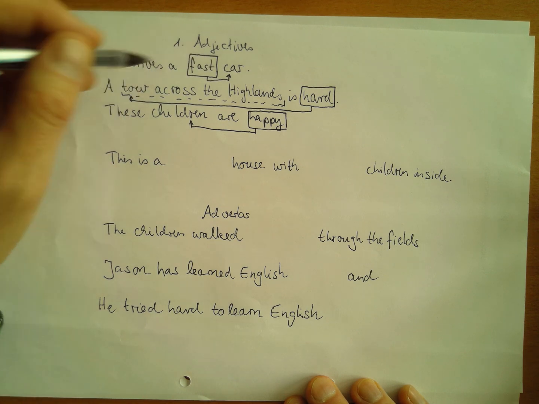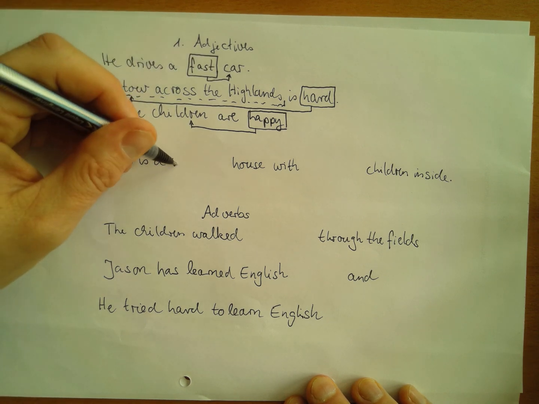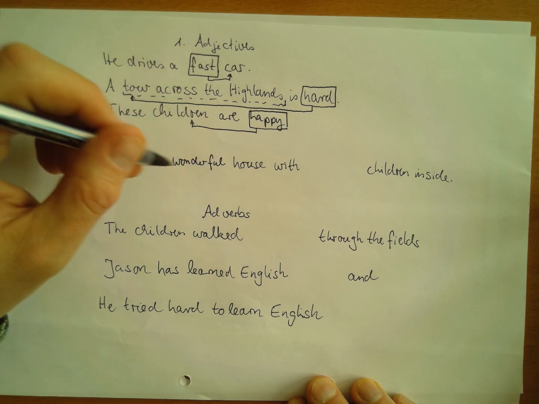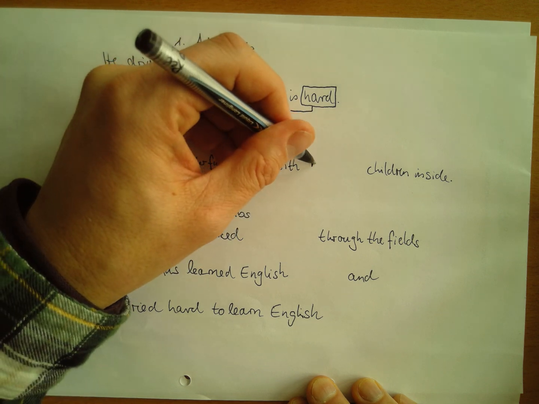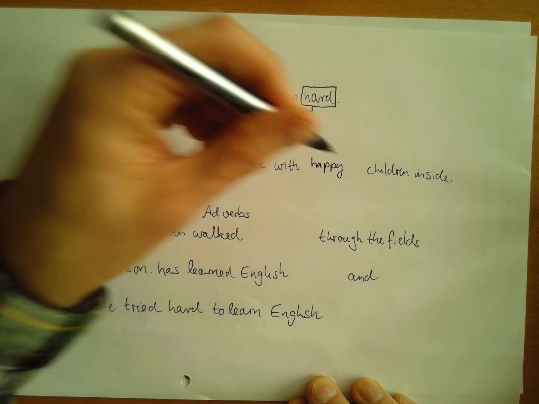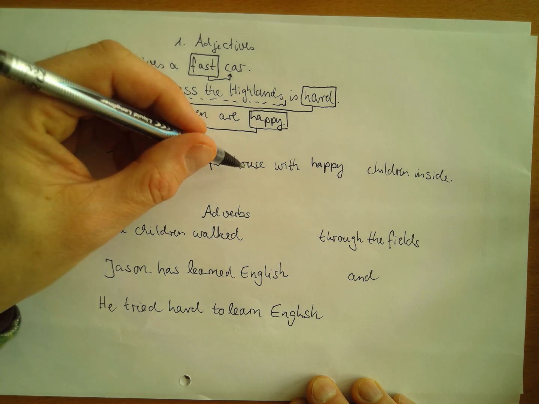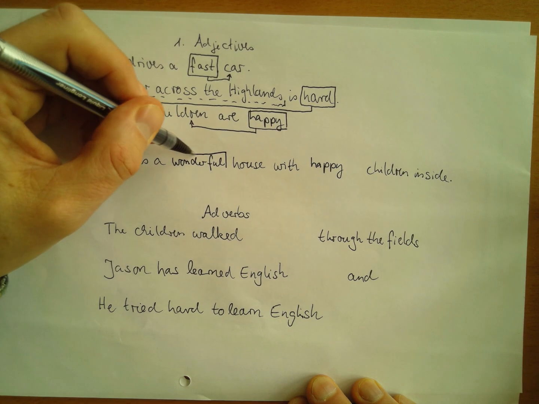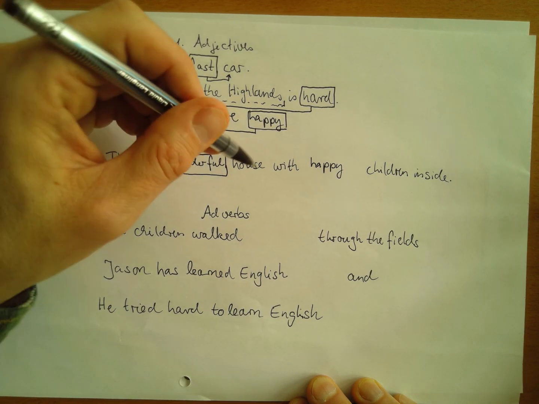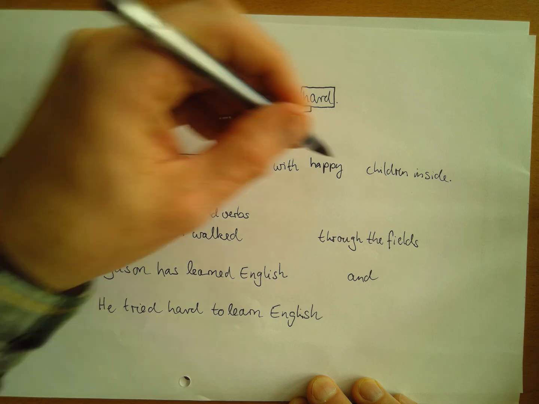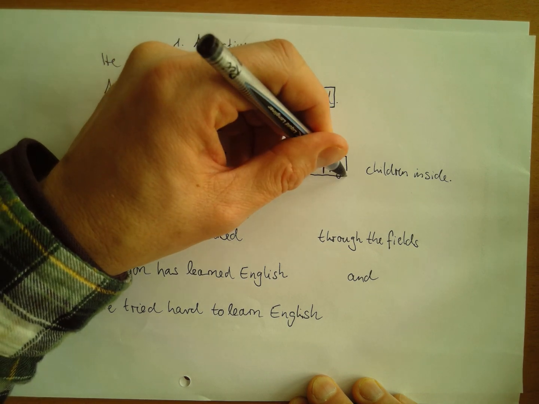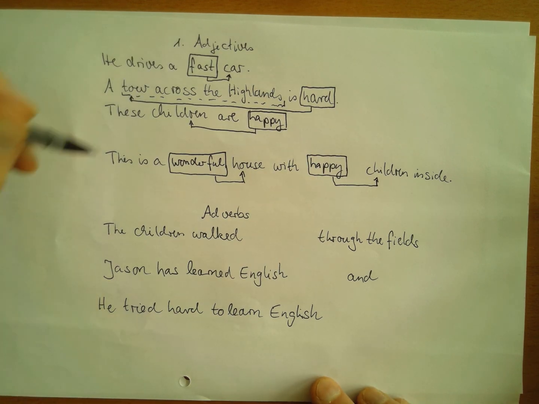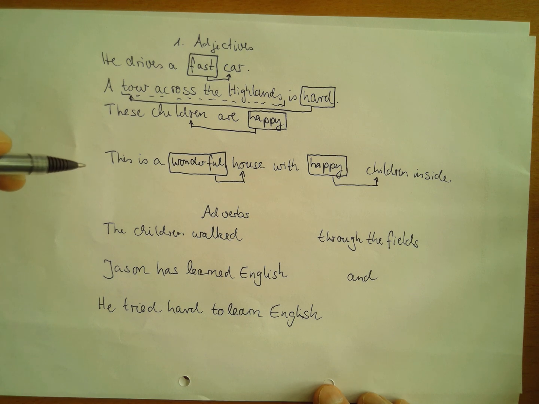Another example of that. This is a wonderful house. This is a wonderful house with, let's say, happy children inside. So you see that in front of the noun house and in front of the noun children, you have an adjective form. The form wonderful relates to the house, and the form happy relates to the children who are inside the house. This is a wonderful house with happy children inside.